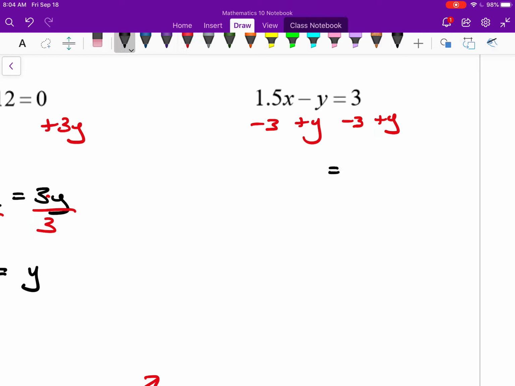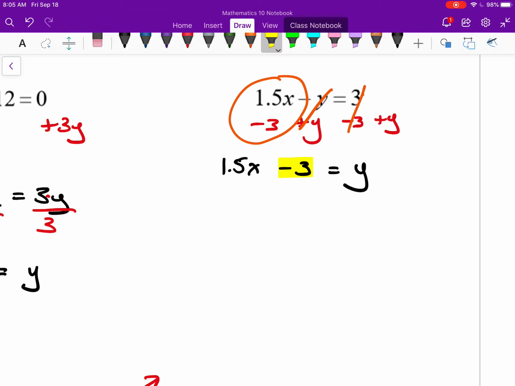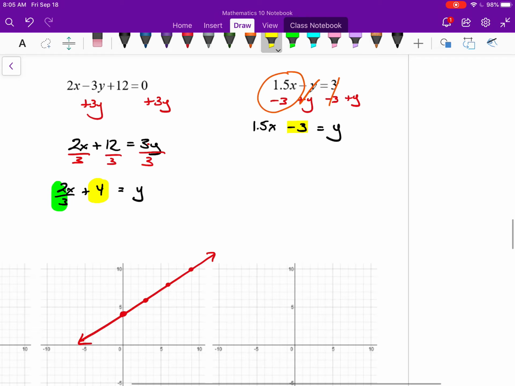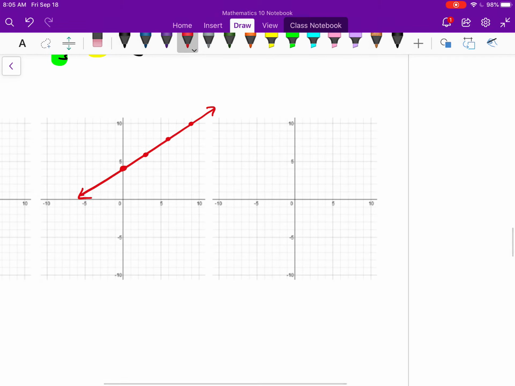So on the left-hand side, my y's cancel out. I have 1.5x take away 3. They're not like terms, so I'm just going to write 1.5x take away 3. On the right-hand side, all I have left is y. So that's what I want. So now I can see my slope and my y-intercept. So my y-intercept is -3. That's the constant term. I'll draw that right now. -3 on the y-axis, right there.